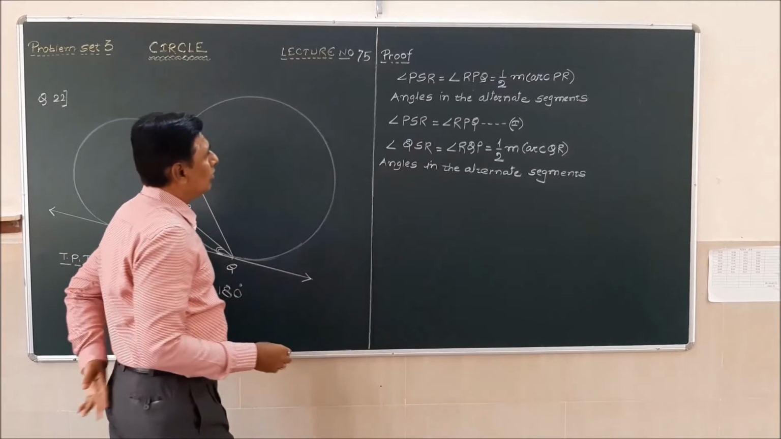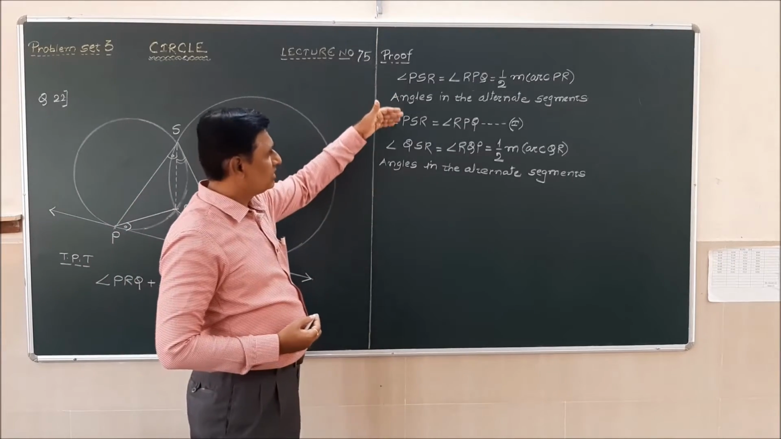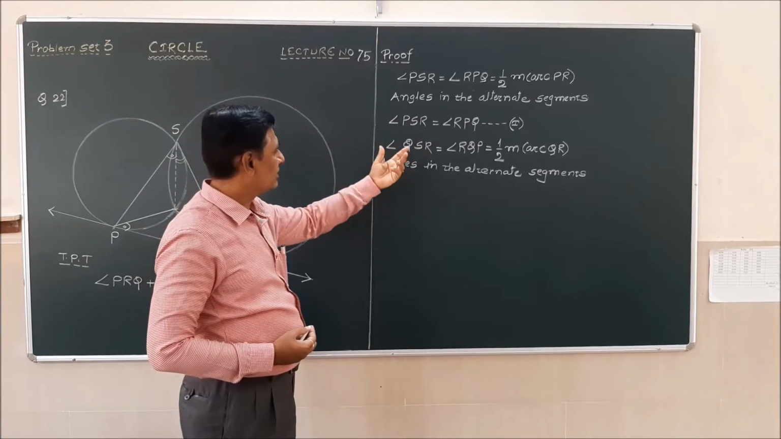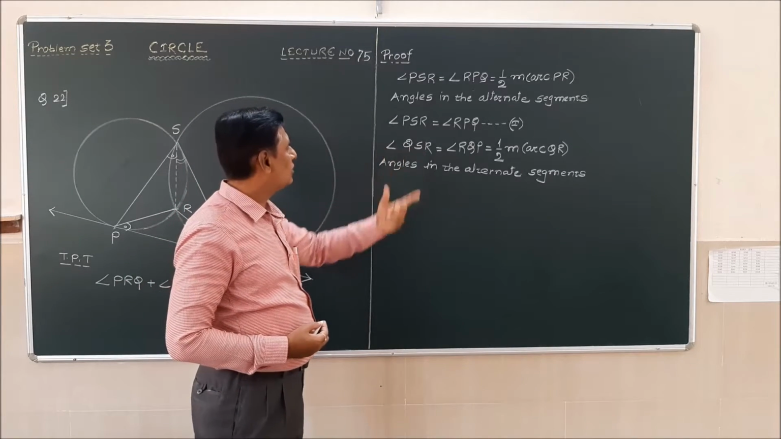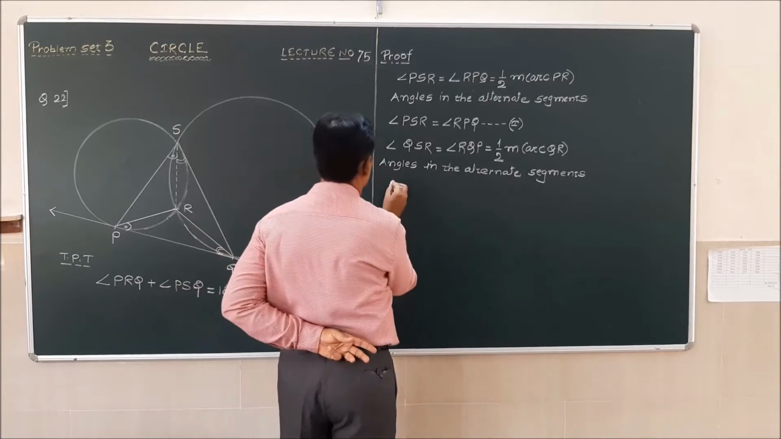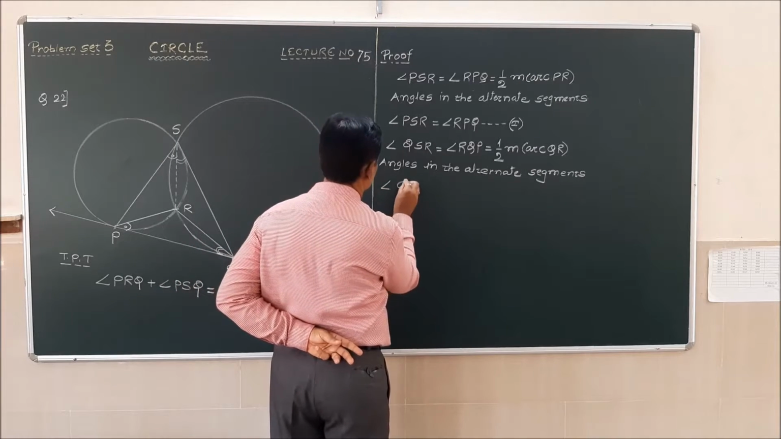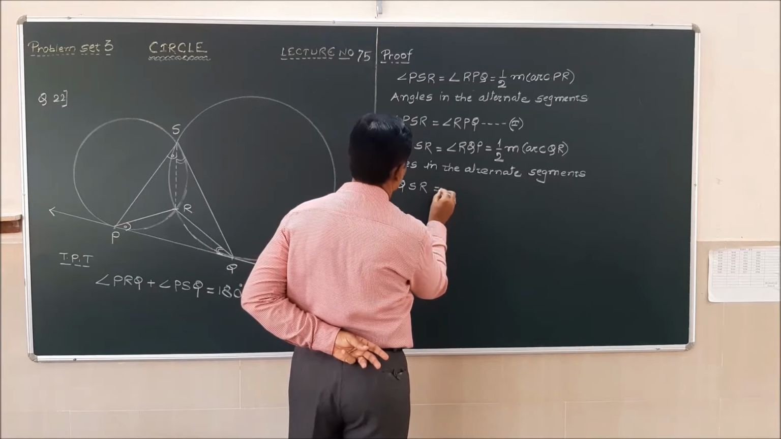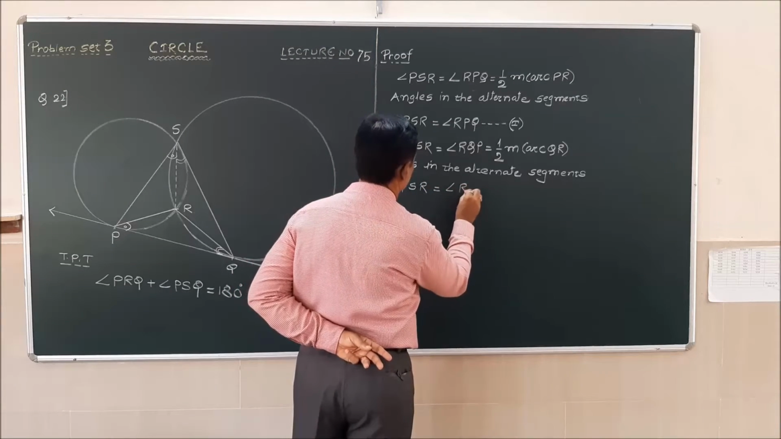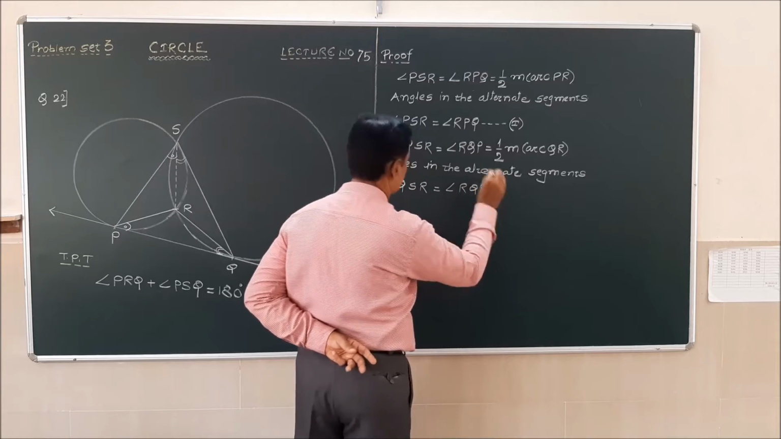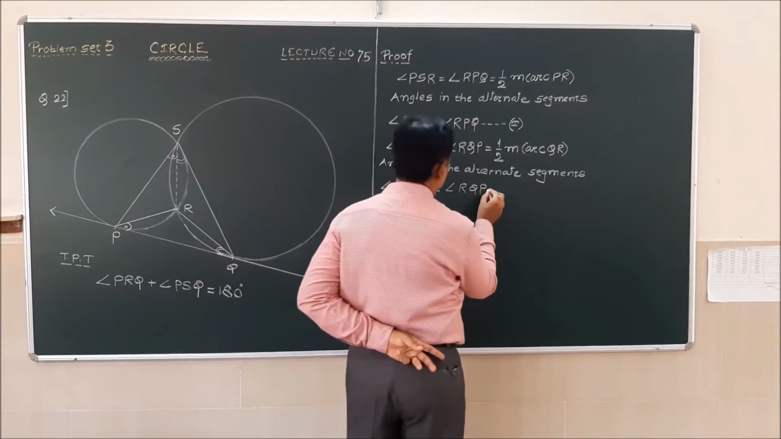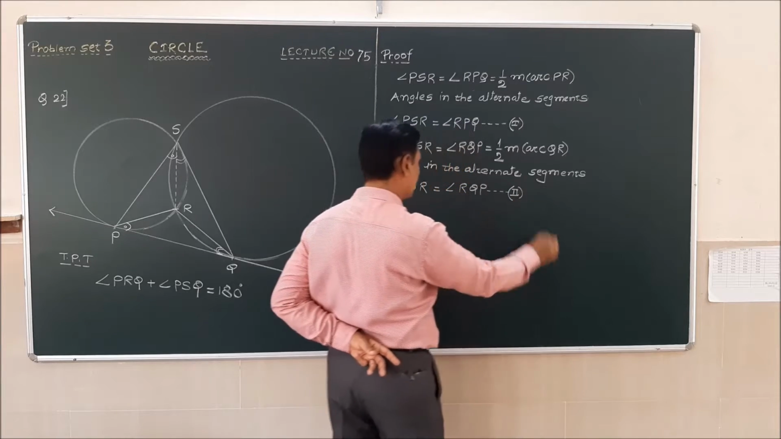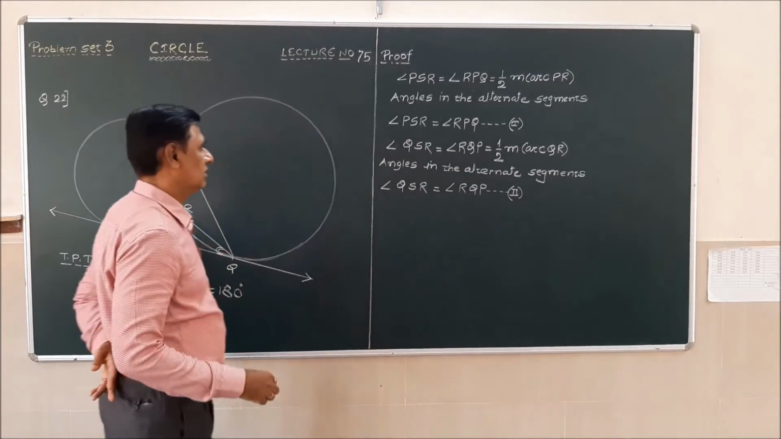Okay, now I am going to proceed in the same way as I have done in result 1. So next, I will be getting angle QSR is equal to angle RQP. That is result 2.